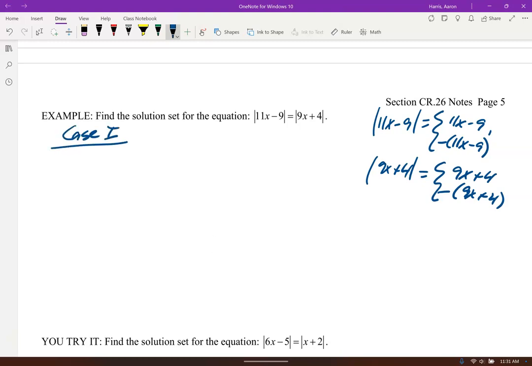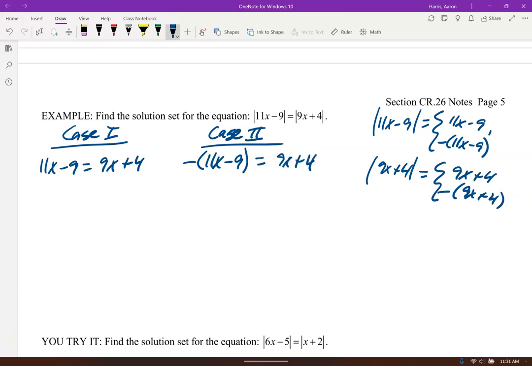All right, so what I'm going to do first is, my first case is I'm going to drop the absolute value for the 11x minus 9, and then I'm going to consider the 9x plus 4 to be its first case. All right, so there's the first one. And then case 2 would be the opposite of 11x minus 9 equals the 9x plus 4.